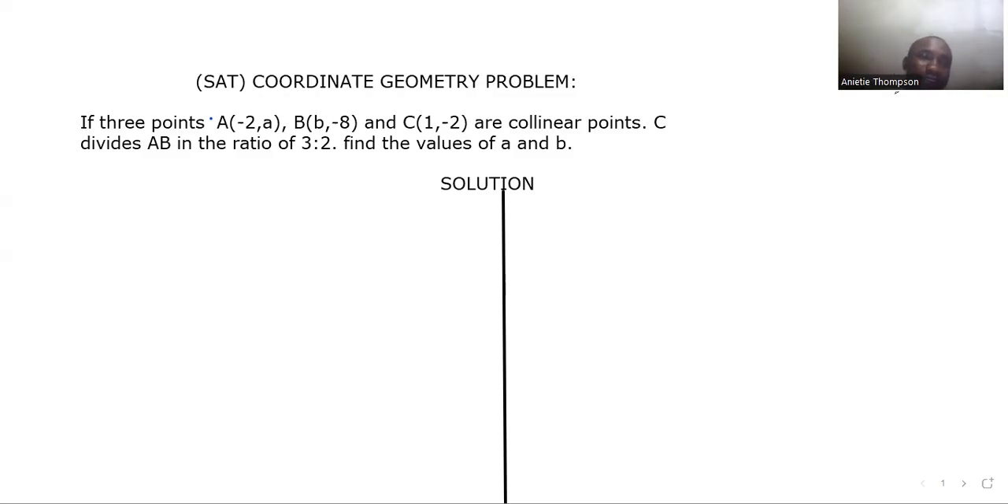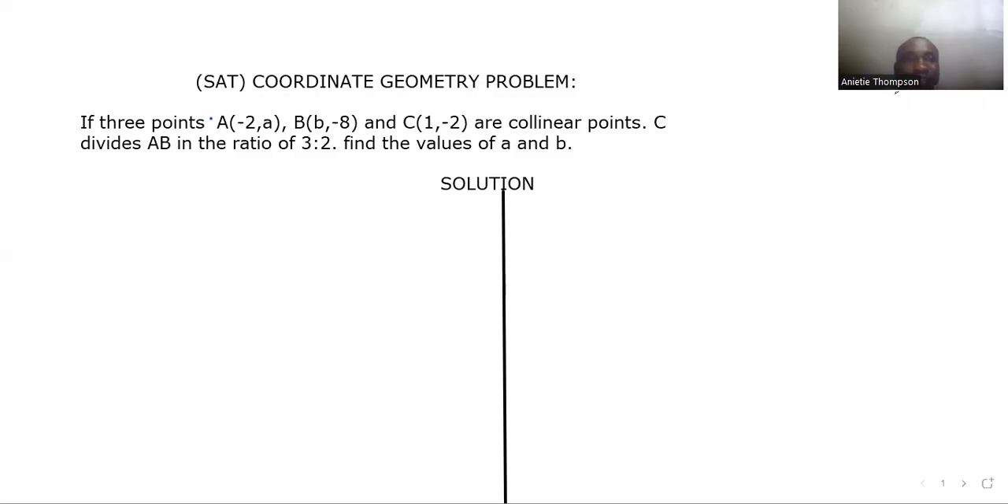So the problem says, if 3 points, A having coordinate (-2, a), B having coordinate (b, -8), and C having coordinate (1, 2) are collinear points, and point C divides AB in the ratio of 3:2, find the value of a and b.